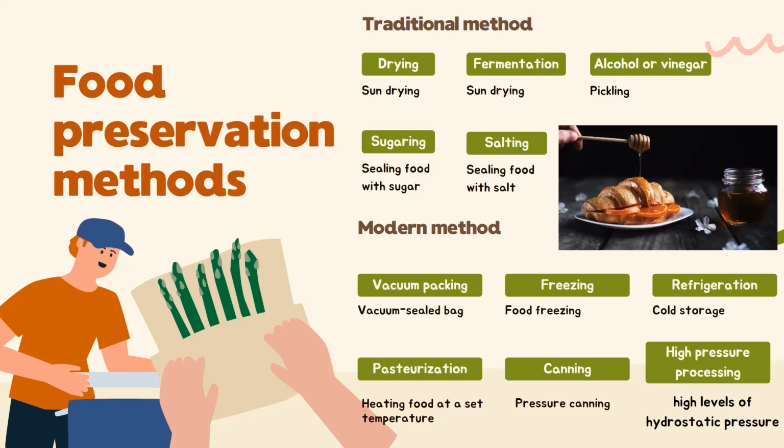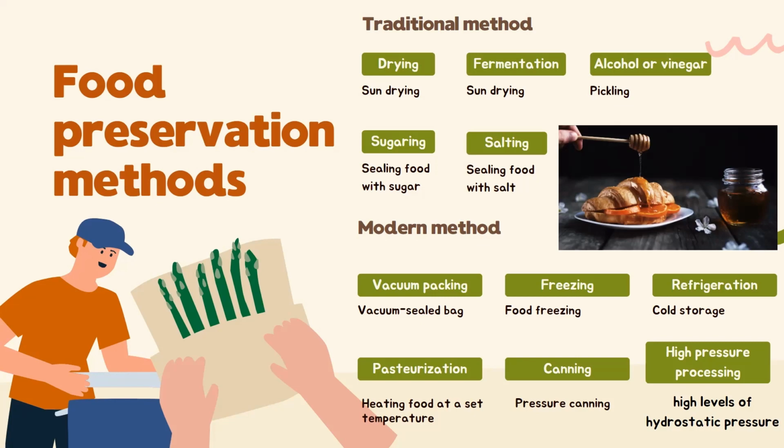Fourth is canning. Modern canning involves heat processing food in sealed containers to destroy bacteria and enzymes. The method is commonly used for fruits, vegetables, soups, sauces, and various ready-to-eat meals. Fifth is high-pressure processing. HPP involves subjecting food to high levels of hydrostatic pressure, which effectively kills bacteria, yeast, mold, and other pathogens. It helps maintain the nutritional quality and sensory attributes of food while extending shelf life.